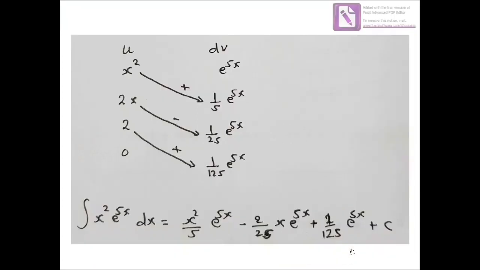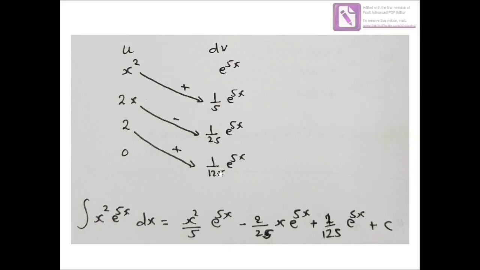Or we can do it by this one again. So again here we choose u equal to x squared, dv equal to exponential of 5x. The derivative of x squared will be 2x, the derivative of 2x will be 2, and the derivative of 2 will be 0. For this one, the integral of exponential 5x will be 1 over 5 exponential 5x. Then the integral of 1 over 5 exponential 5x will be 1 over 25 exponential 5x.